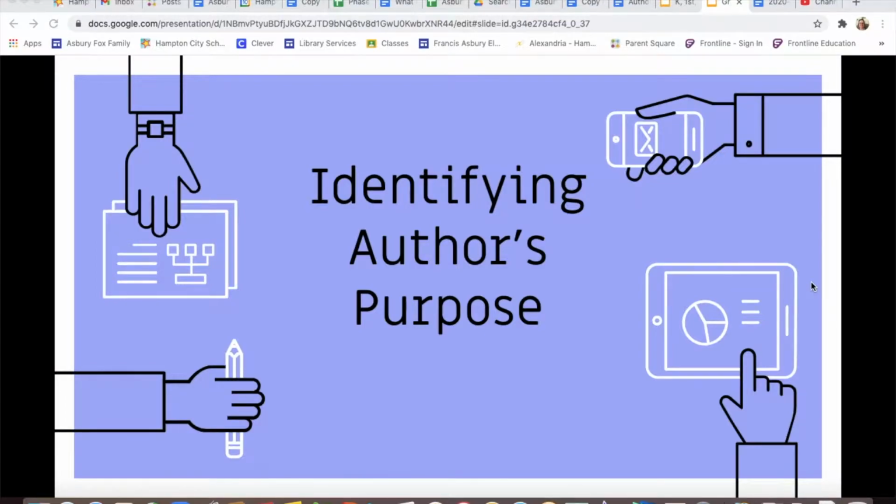This week we are going to be talking about author's purpose. And what that means is the reason. Why is the author writing what he's writing? Or like, why did someone make a certain movie or make a certain commercial or a documentary? What were they trying to do? What was their purpose?